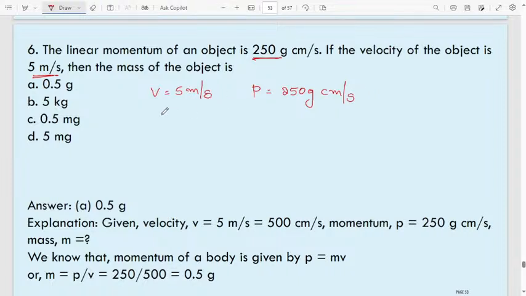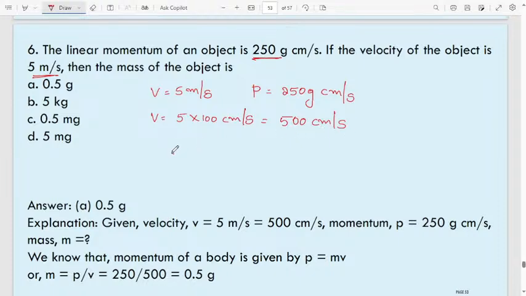Okay, velocity we will consider. Velocity will be 5 meter per second. Converting to centimeter, 100 centimeter per second, it will be 500 centimeter per second. Because momentum is in centimeter per second, therefore velocity also we convert in terms of centimeter per second.